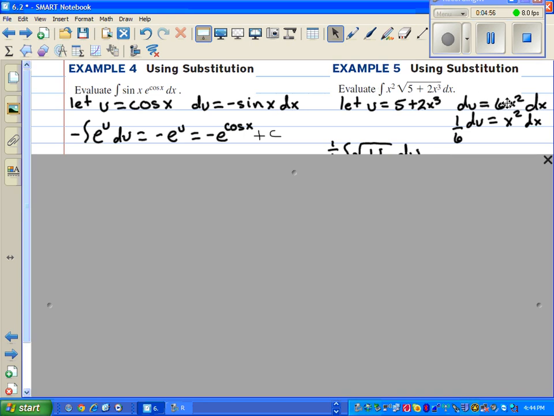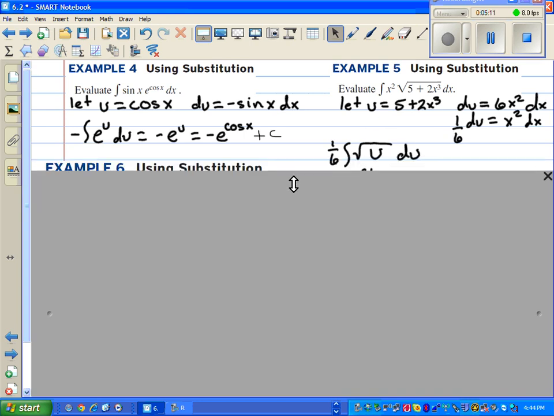So I'll divide both sides by 6. So we're going to replace x squared dx, which is actually in the original integral, with 1/6 du instead of just du. Well, when we do that, here's what we get.